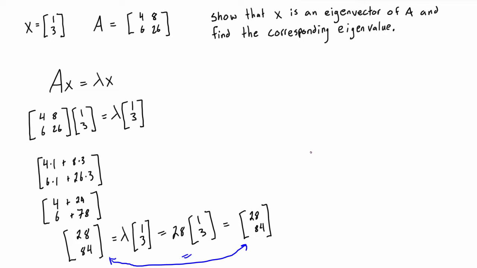So basically our lambda, or our eigenvalue, is 28. And because 28 satisfies Ax equals lambda x, that is telling us that x is an eigenvector belonging to lambda, and lambda is an eigenvalue of A. So we have solved the problem.